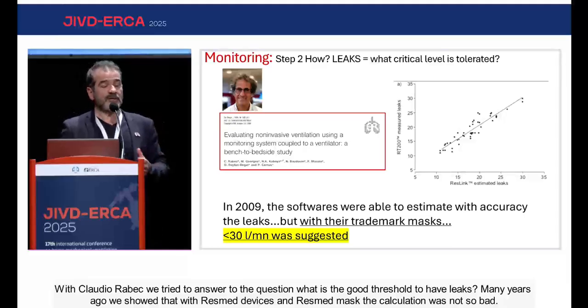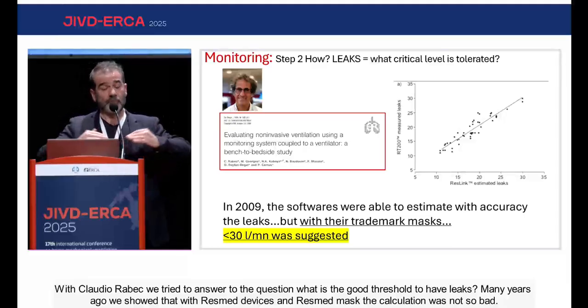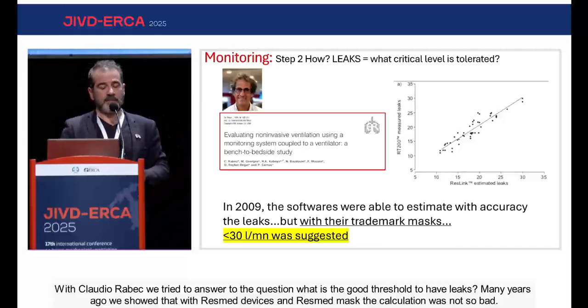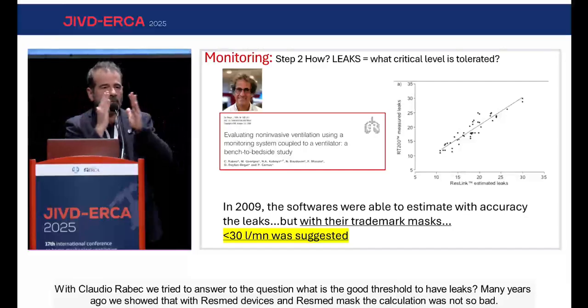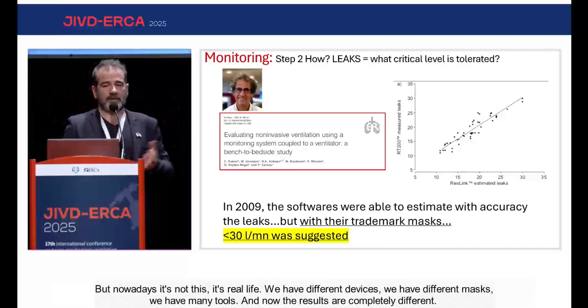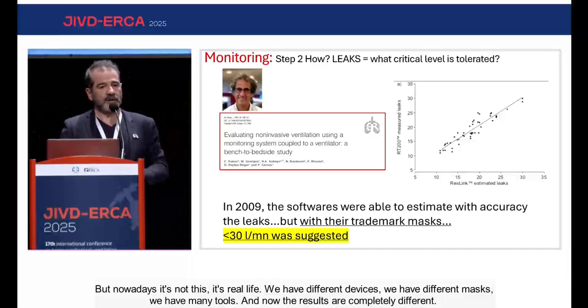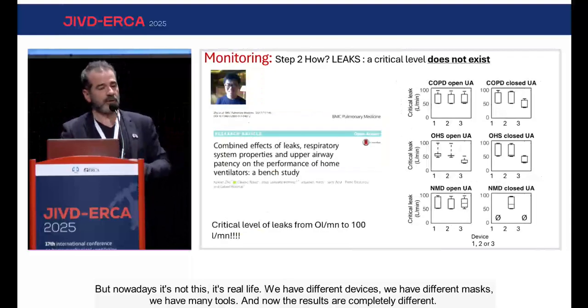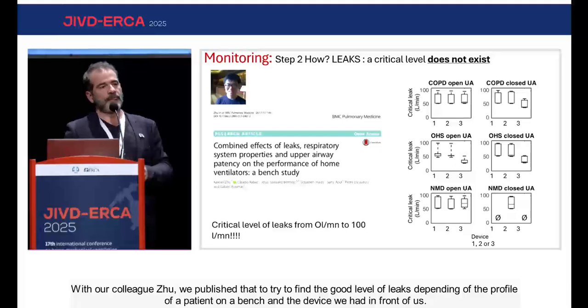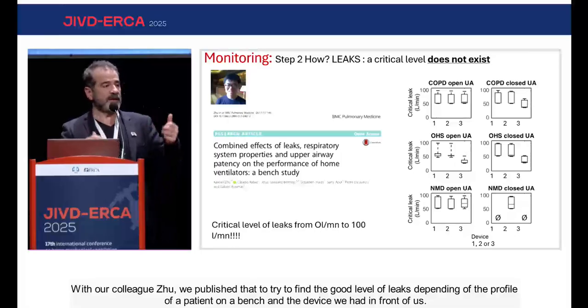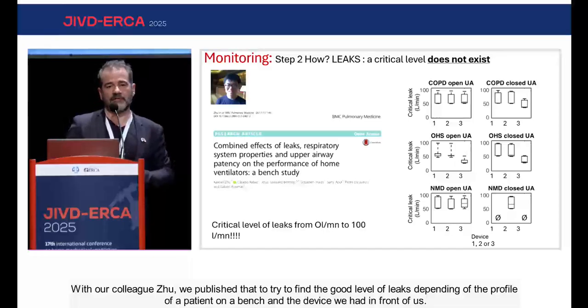With Claudio Rabec, we tried to answer the question, what is the good threshold for leaks? Many years ago, we showed that with ResMed devices and ResMed masks, the calculation was not so bad. But nowadays it's not this, it's real life. We have different devices, different masks, many tools, and now the results are completely different. With our colleague Zhu, we published a study to find the good level of leaks depending on the profile of a patient on a bench and the device we had in front of us.